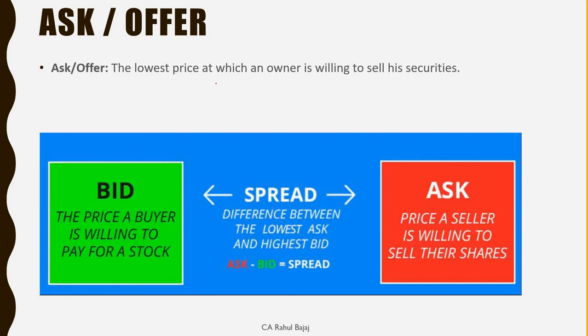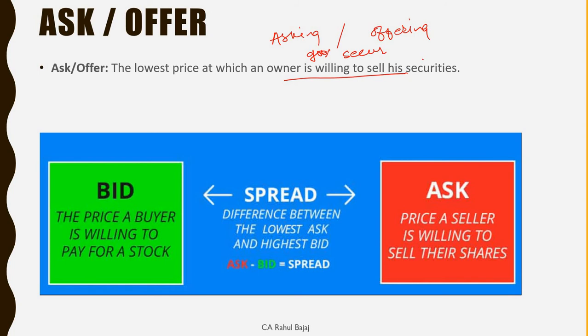The lowest price at which the owner is willing to sell his securities. So he is asking for money or he is offering at that price. Generally people get confused. Ask means we are asking? No, he is asking for money. We are asking for goods, that is, in financial terms we are asking for securities. So ask and offer rate are the same.